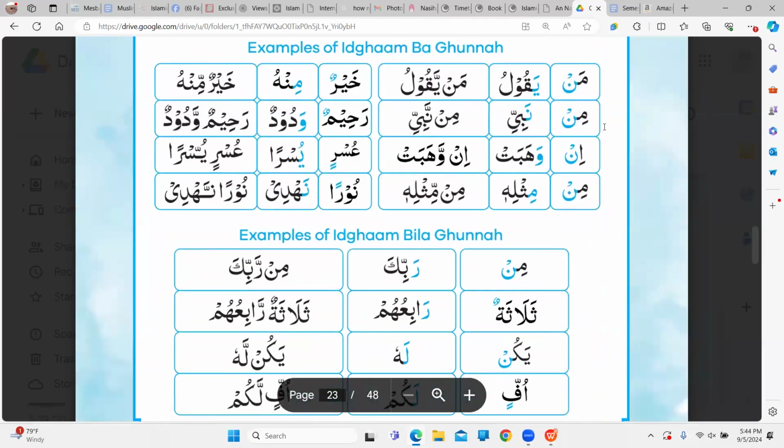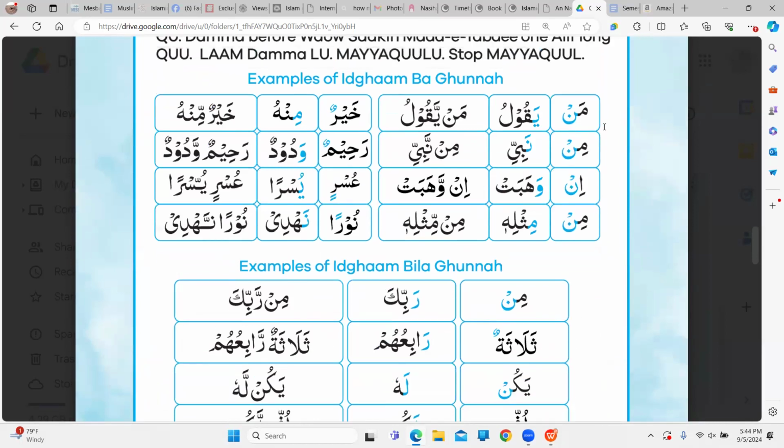Then we had the idgham. So in idgham, we have with gunna and without gunna, right? So I'm just going to mention both. The first one is with gunna. Mim fatha ma, noon sakin man. After noon sakin, what came? Letter of idgham ya.